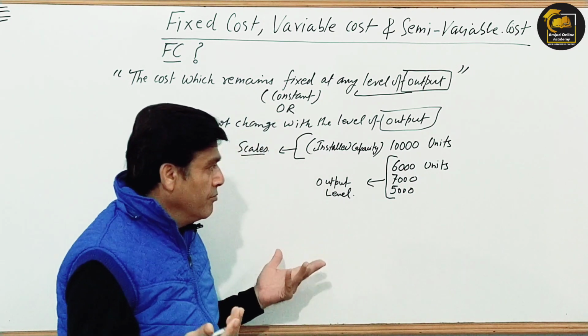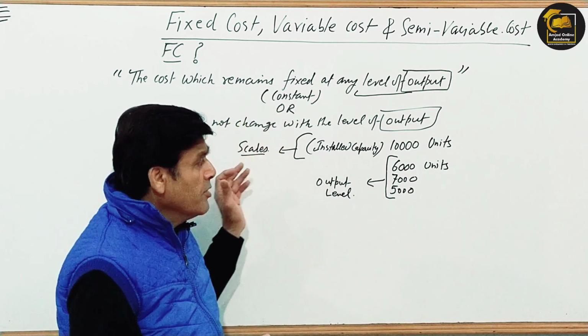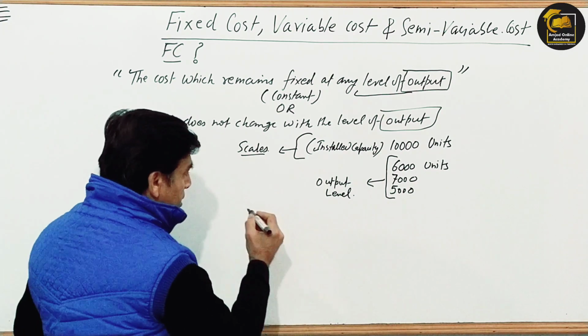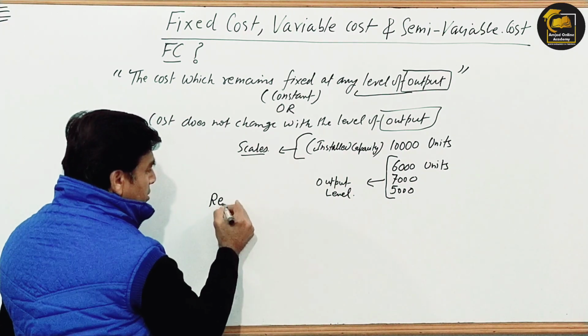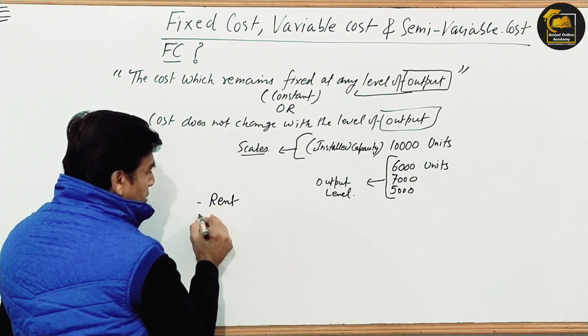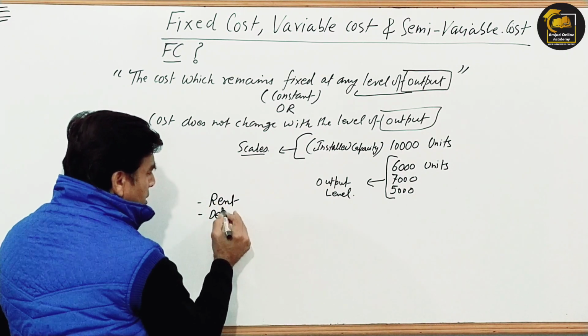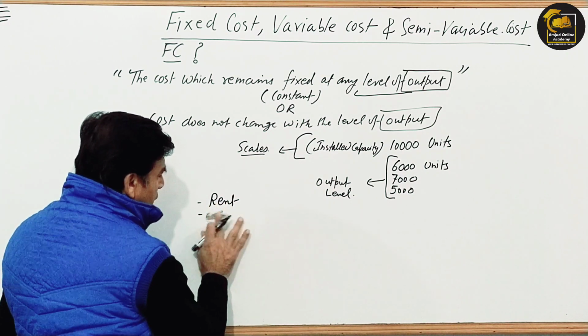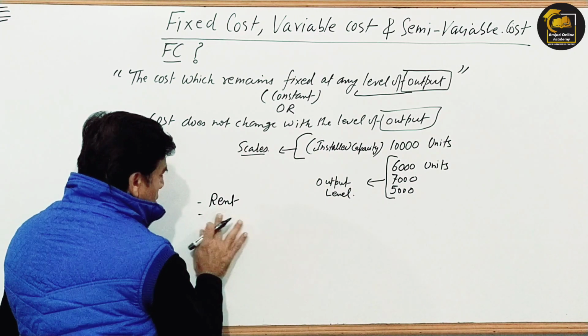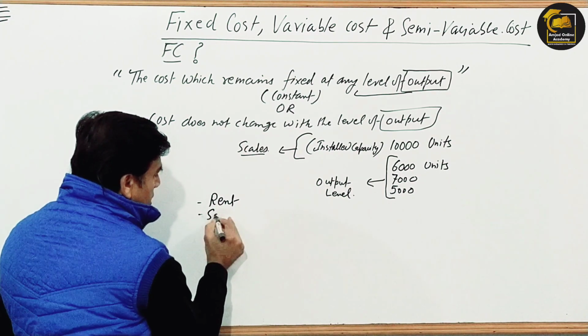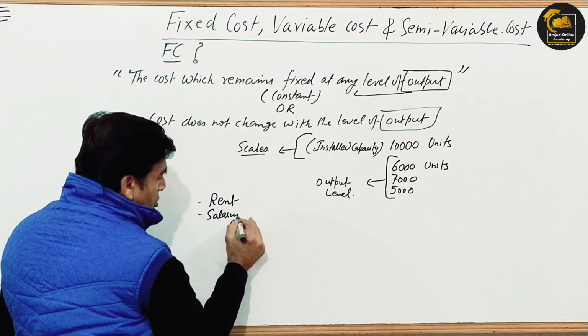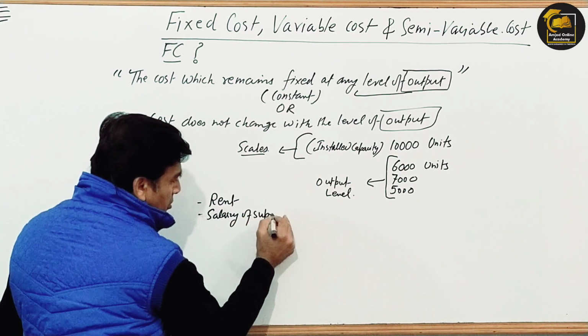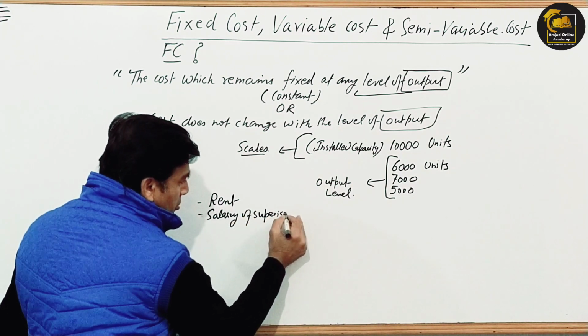The examples may be many. For example, rent, the glaring example, I take the rent, right? Or you can say depreciation, actually I will not take that here. Salary of a supervisor or guard.